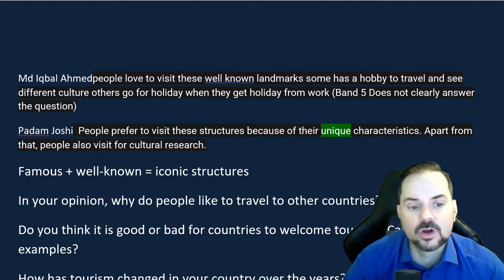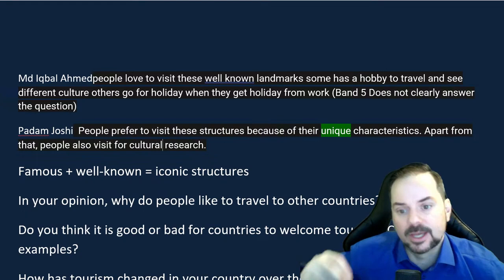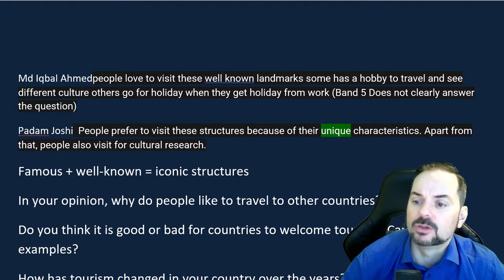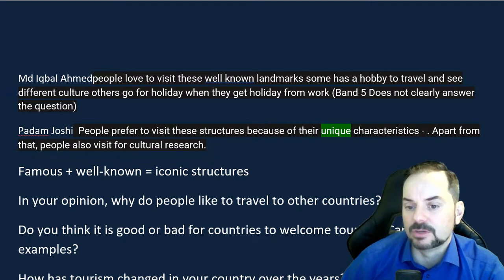Now, Padam, the other element here. So you're on the right track. You're on the right topic. You're answering why people go check out these landmarks, okay? Students, what do you think would make sense for Padam to include after unique characteristics? Okay, so Padam here says people prefer to visit these structures because of their unique characteristics.